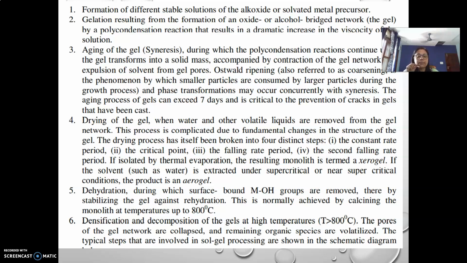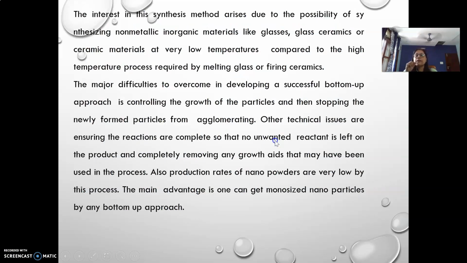These are the different steps which we normally encounter in the sol gel process. So this particular process, the sol gel process, is widely utilized and is very dear to scientists because of the possibility of synthesizing non-metallic inorganic materials. Mostly these include glass or ceramic material, and that can be done at a very low temperature compared to the high temperature process required for melting glass or firing ceramics.